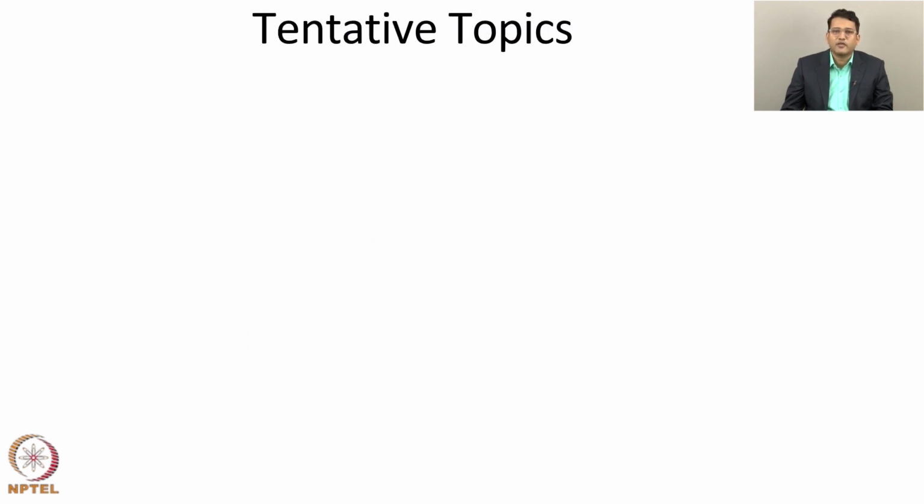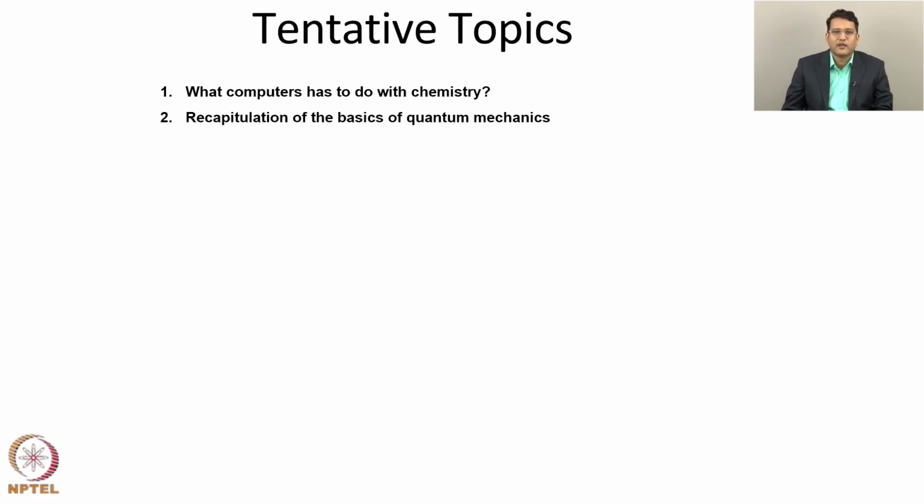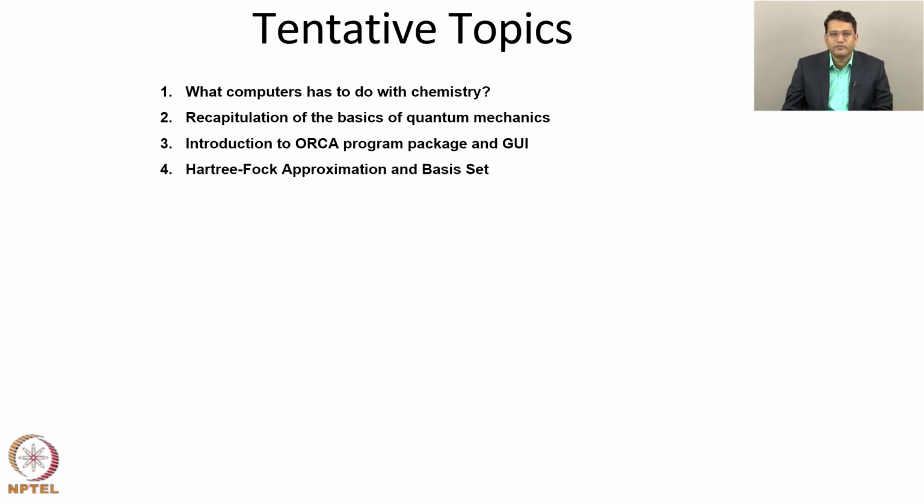So the tentative topics we are going to cover in this course: first, we are going to know what computers have to do with chemistry, because chemistry is mostly done in laboratories. And in this course, we are going to use computers to solve quantum mechanics. Before going any further, we will recapitulate the basics of quantum mechanics, and then we are going to proceed to the ORCA program package, which we are going to use for this course, and the graphical user interface we will need. We will teach you how to install this on your laptop.